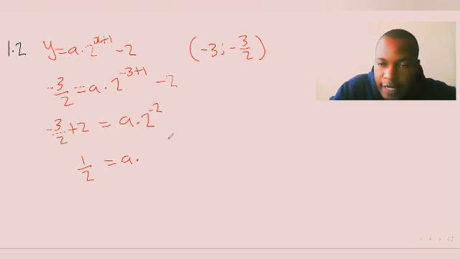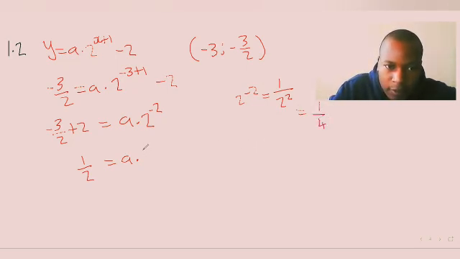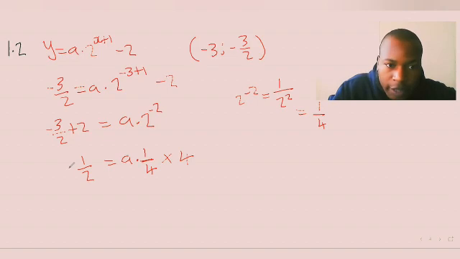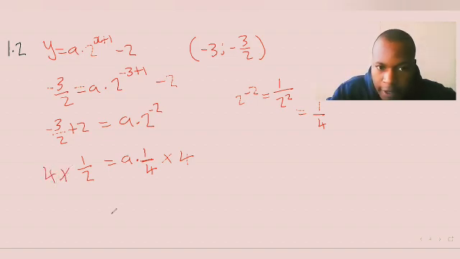So now the 2 to the -2 would simplify to 1 divided by 2 to the power 2, which simplifies further to 1 divided by 4. So now that would just be 1 divided by 4 over there. Now to solve for a, we can firstly multiply both sides by 4, to get rid of the 4 over there.